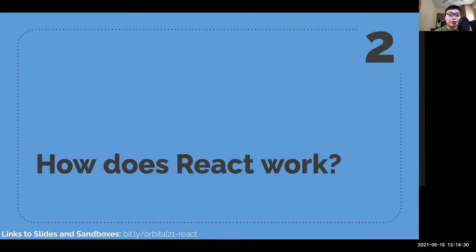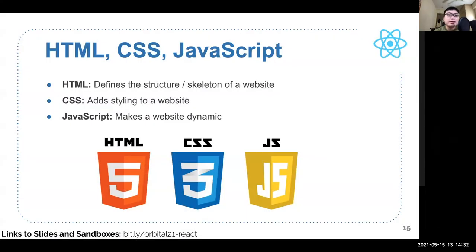So how does React work? From what we know about the web browser, basically the web browser just takes in HTML, CSS, and JavaScript. HTML defines the structure and the skeleton of a website, and CSS makes it look pretty, makes the things laid out properly. And JavaScript just makes it more interactive. So that's how a website works.